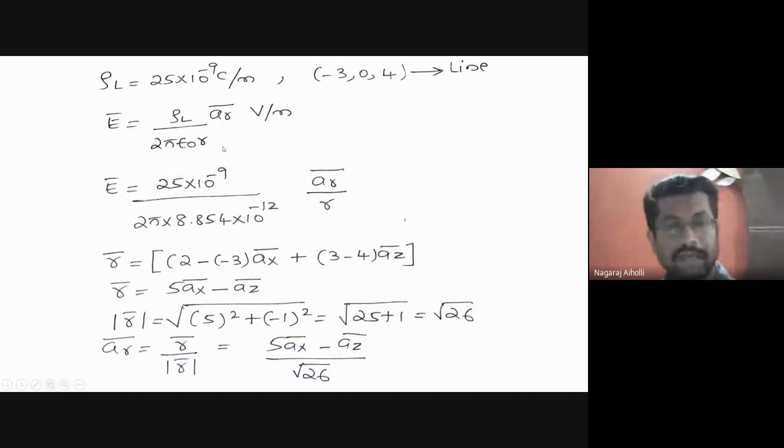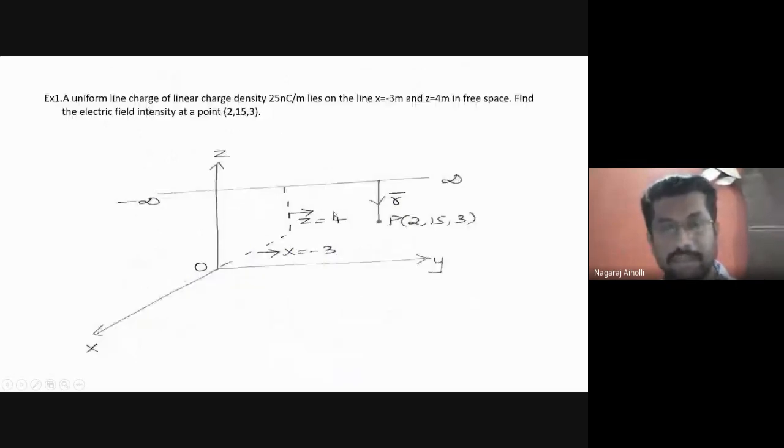AR bar divided by R. I'm writing it as it is, AR bar divided by R. Then the distance R we have to find. This R is the perpendicular distance between the point P and the infinite line. The perpendicular distance between the point P and the infinite line is the distance vector R bar.